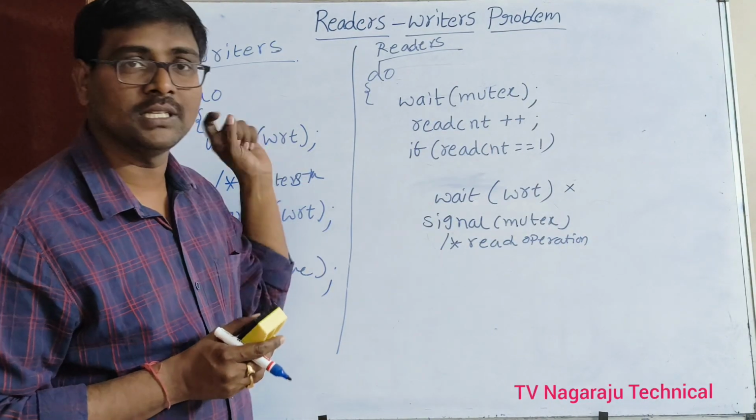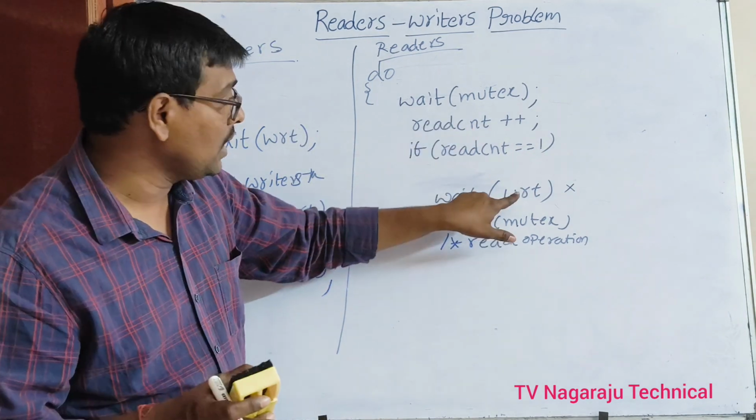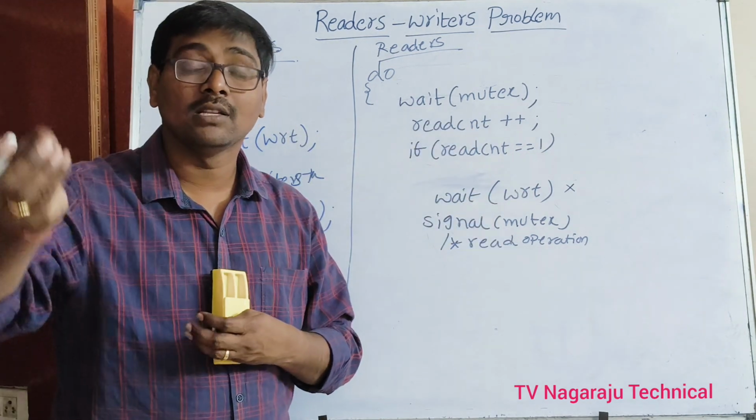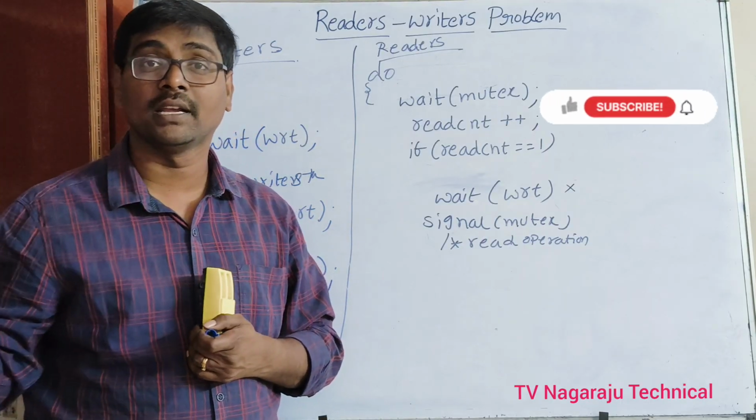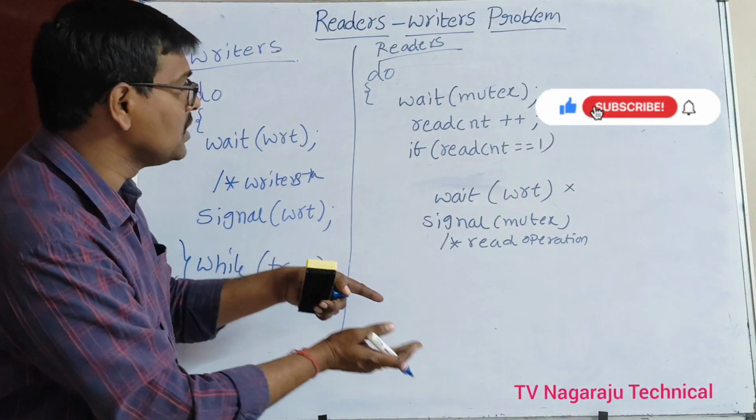The same process is repeated. Why are we checking for the first time? For the first time, to check whether there is a chance of a writer in the critical section. That is the reason I checked for the first time. The remaining procedure is as usual.